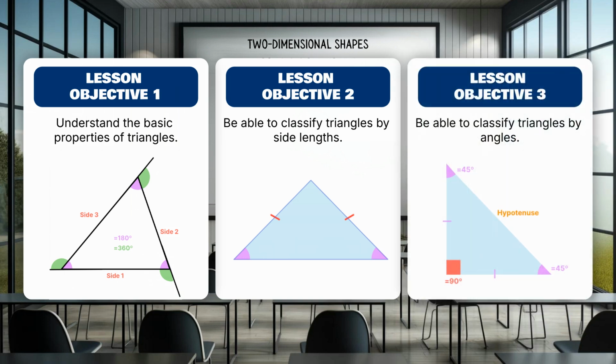Next, we classified triangles based on their angles. We discussed right-angled triangles in which one angle is exactly 90 degrees. The side opposite this right angle is the hypotenuse, the longest side of the triangle. By understanding these classifications, you can accurately describe triangles and solve geometric problems more effectively.